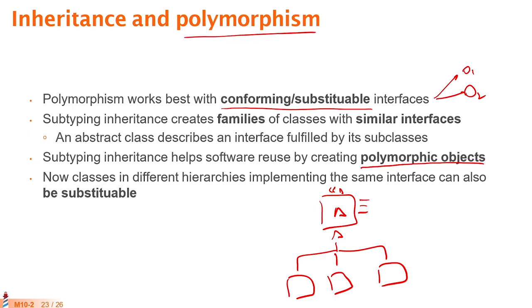One really important point is that we can create polymorphic objects by using inheritance to create subclasses of a given class, but also remember always that we can implement the same interface in classes that are completely independent or in different hierarchies. This also is useful, and we are going to use it a lot when we use polymorphism.